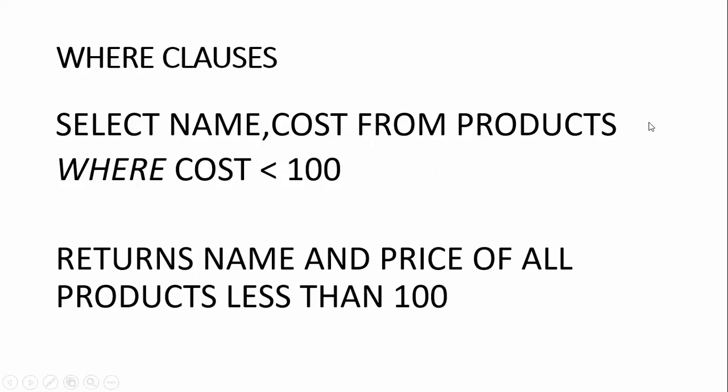So assuming I had a table of products for a store or something, and every product has got a name and a cost. This would pull out the name and cost for every product where the cost was less than $100. So pretty easy to understand there. I don't want everything in the store. I want everything in Micro Center. I just want the ones where the cost is under $100.